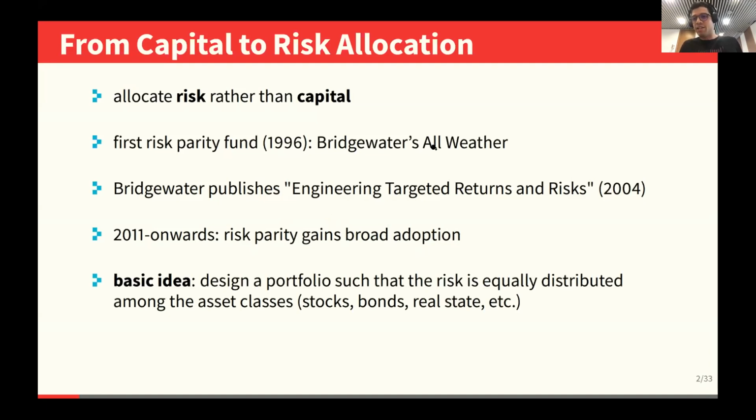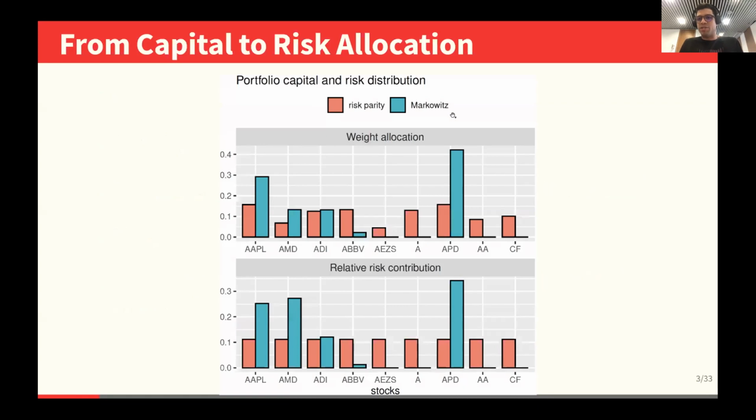And the basic idea that you all already know is that we want to design a portfolio such that the risk is equally distributed across the asset classes, or distributed according to some predefined risks, right? And that's what we want to see when we compare risk parity with, say, Markowitz. We have here the weight allocation on the top chart. We can see that risk parity is much more diversified than Markowitz, and the relative risk contributions are all uniform. So that's what we want to do.